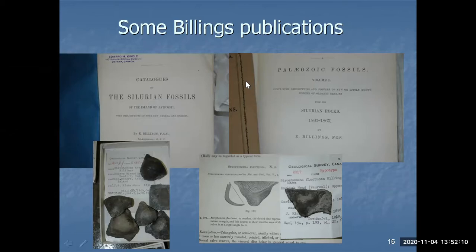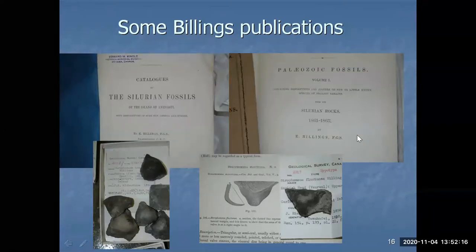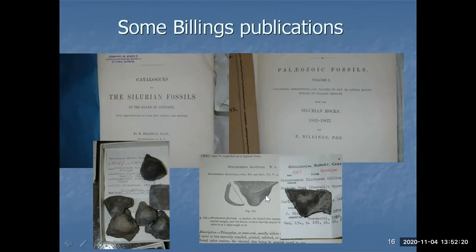This is a photograph that I took of several of the specimens that he actually identified and some of the publications that he had. Instead of using photographs as we do today for identifying and showing off the fossils that we've got, everything had to be drawn by hand. This is an example of the fossil that is now known as Strophomena fluctuosa, and it's a brachiopod. This is the drawing, and this is the actual specimen.